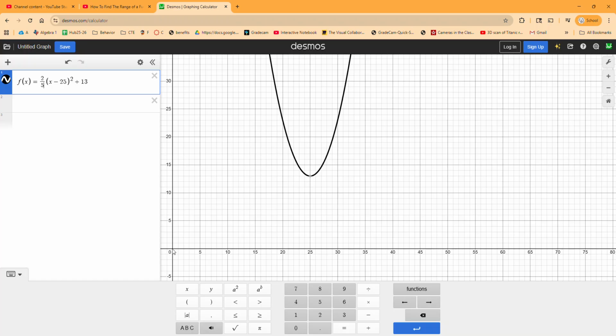Because if you were here at the origin, this would be your b value. If the vertex, that's this point right here, were at the origin, the b value would be 0. But we see that we rose up 13. So that would be a positive 13. We see that we translated over 25.